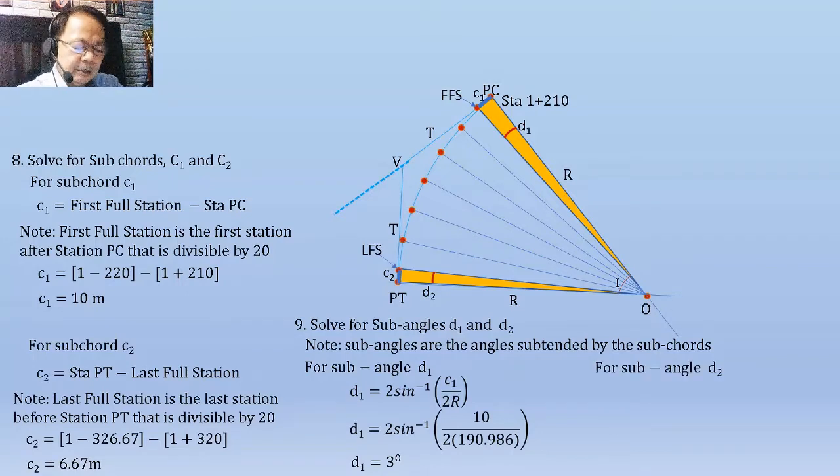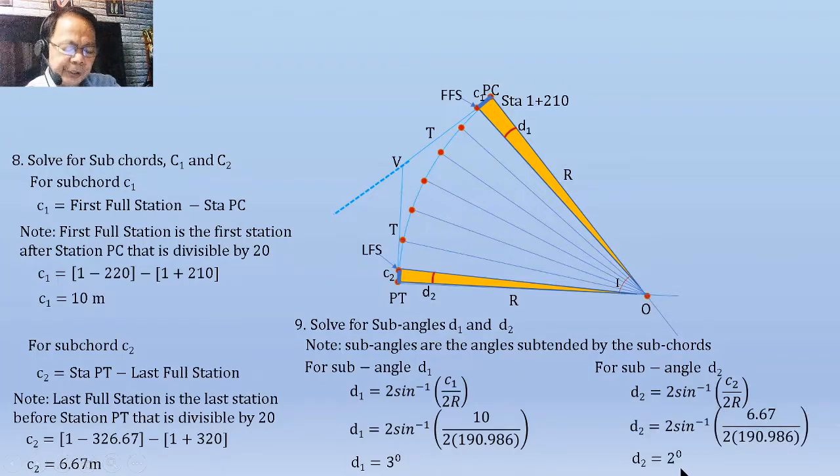Similarly, sub-angle D sub 2 can be taken using the same approach. Our formula will be equal to 2 arc sine of C sub 2 over 2R. That if the value will be substituted, our D sub 2 will be equal to 2 degrees. So that's our solution. Yun yung elements na pinapakita natin. Ano? Napuntahan natin yung second question.